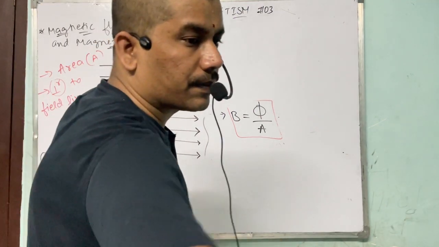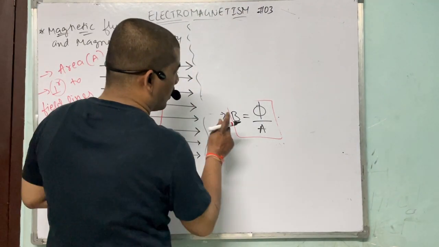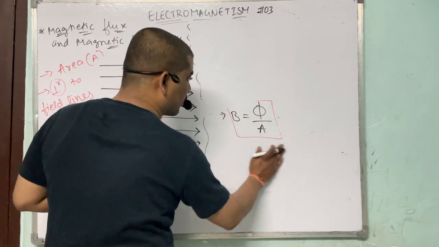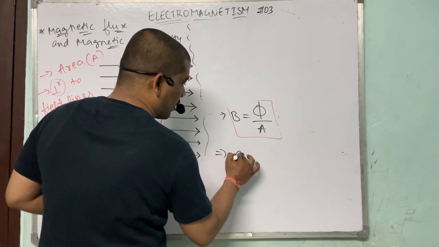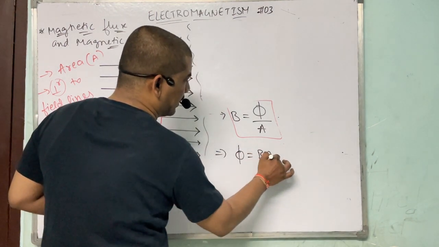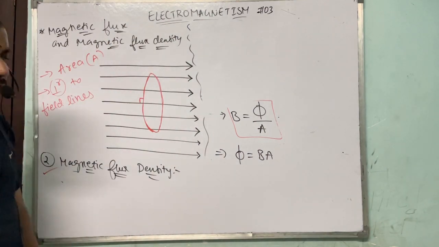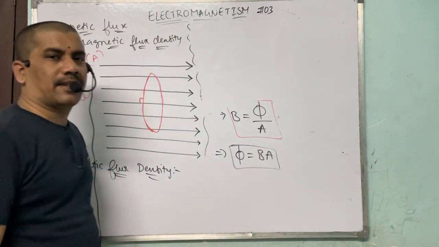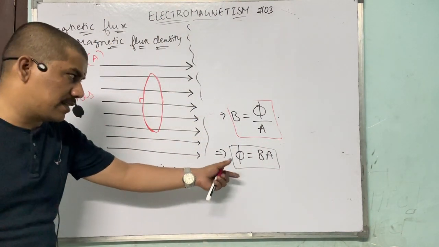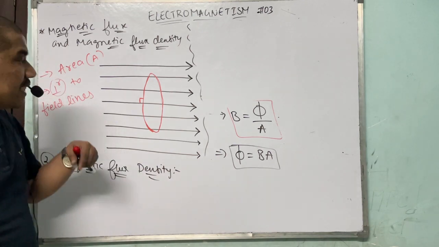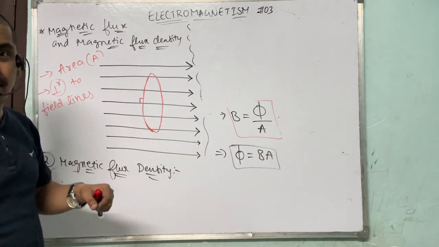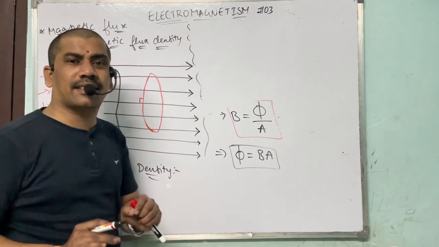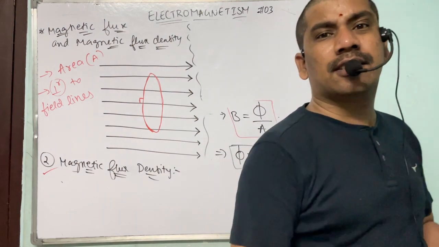See student, from this magnetic flux density formula, can I write magnetic flux? Yes, what is magnetic flux from this? Magnetic flux is equal to B into A. Right, this is the formula for magnetic flux, but this is not the general formula. Actually we are getting this formula because we considered the plane is perpendicular. But is it necessary the plane should always be perpendicular? No, it's not necessary. Now the plane could be with any orientation.